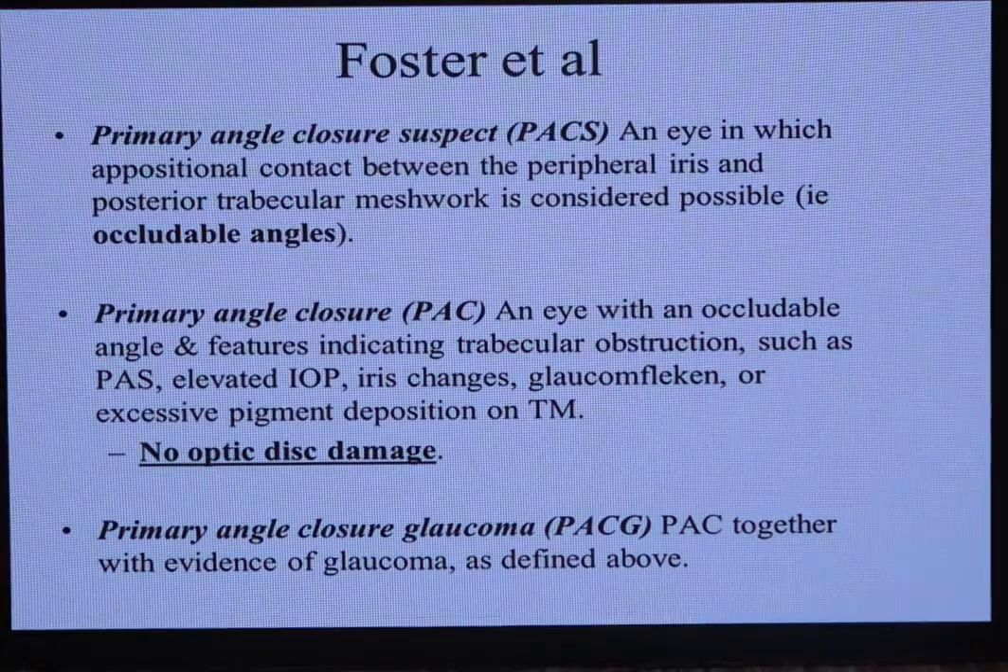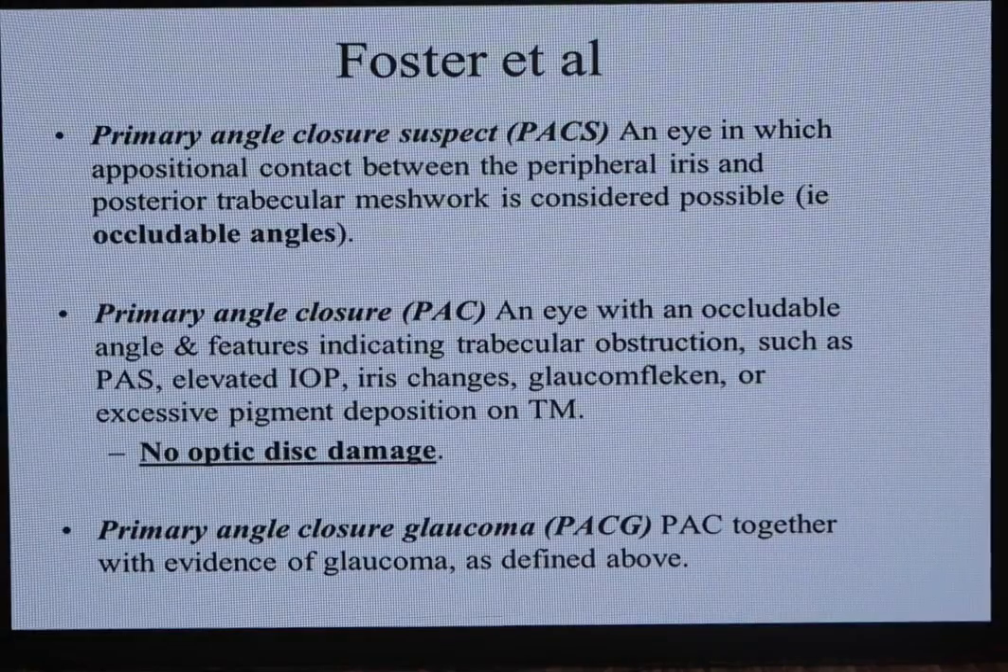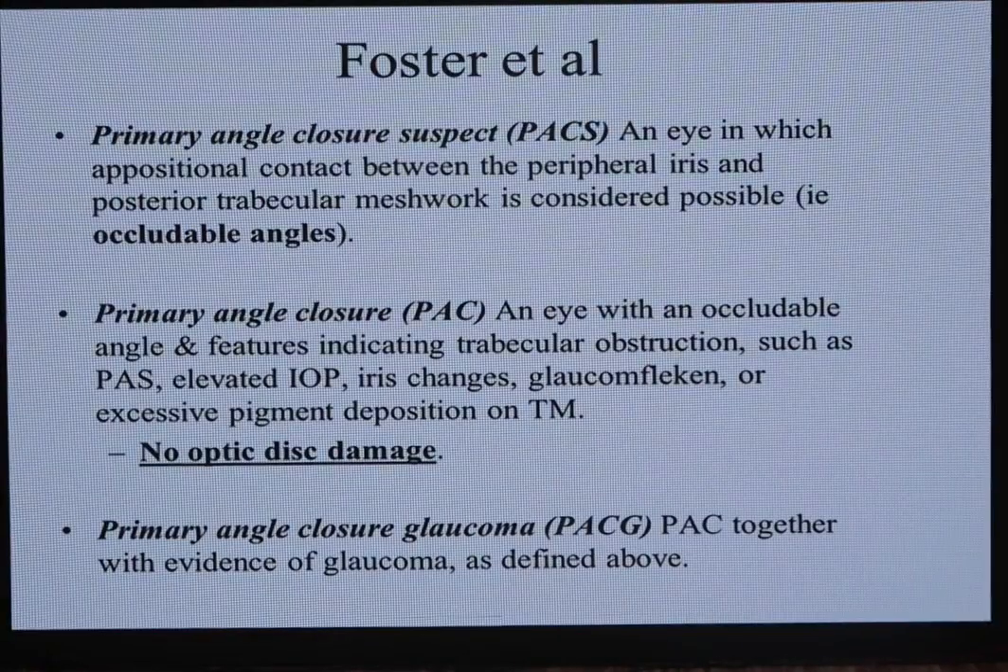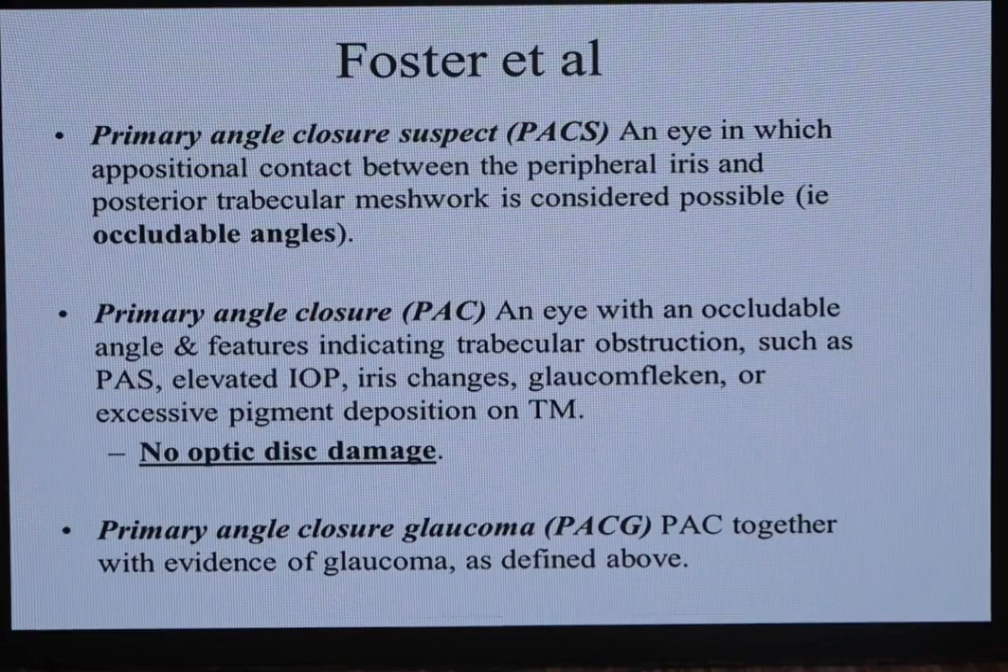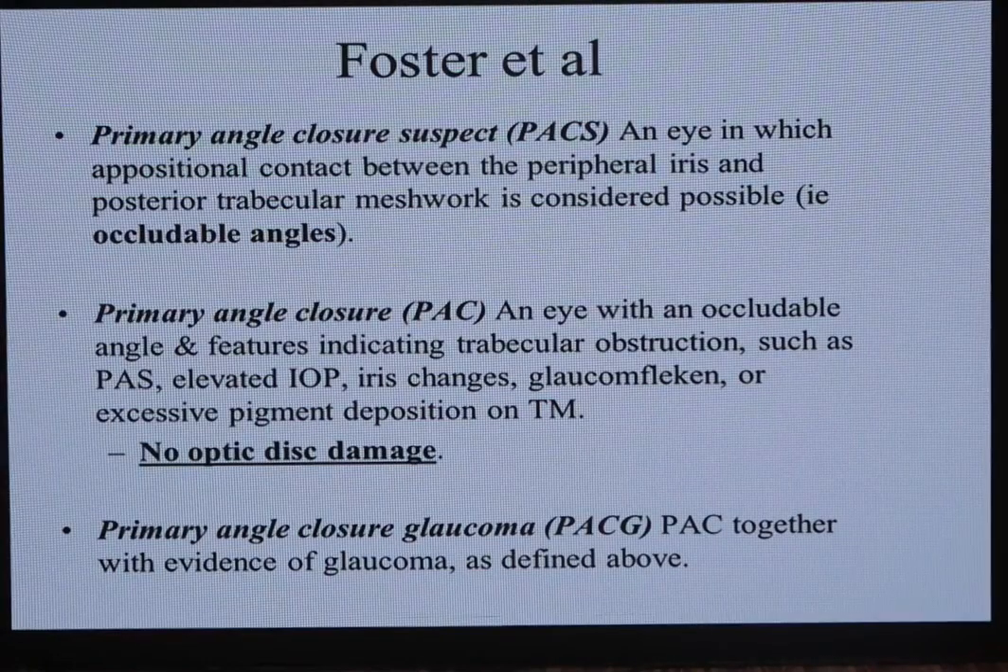Foster gave an epidemiological classification where he classified angle closure as a suspect. That means there's just occludability and nothing else. Whereas an angle closure stage is one where, apart from occludability, there is some organic change of the trabecular meshwork in the form of synechiae or a high iris insertion, or there could be an increased intraocular pressure. So from a primary angle closure suspect, the patient has now gone into a primary angle closure stage once the IOP has risen. But again, there are no disc changes, and of course no visual field changes either. Then the final stage is where glaucomatous optic neuropathy sets in.